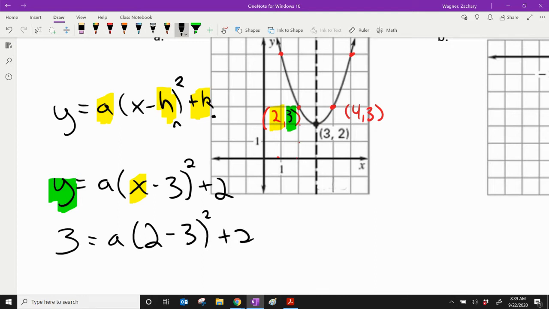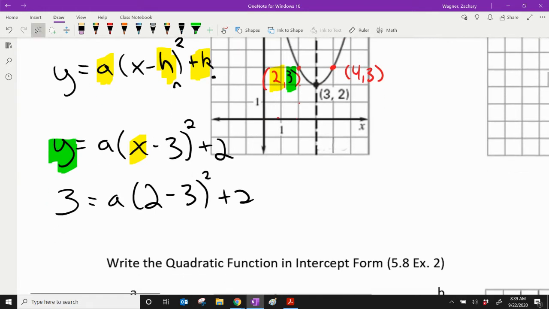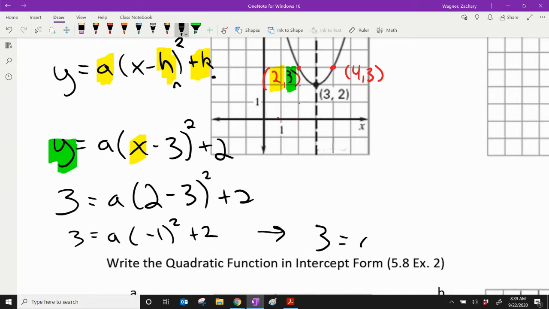Just like that. We plugged in x equals 2 and y equals 3. And now we just simplify. 2 minus 3 is -1. -1 squared becomes +1. That turns into 1a times 1, which is just a, so you don't really need to write that. So if I tell you 3 equals a plus 2, we're right there. Just isolate a by subtracting 2 from both sides. 3 minus 2 is 1. Very nice.